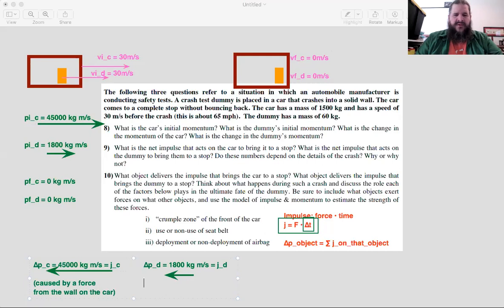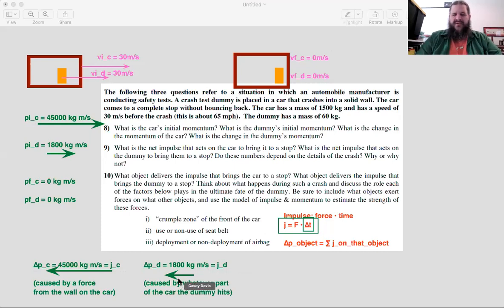But the impulse on the dummy, what's the force on the dummy itself? Or what's causing that force? Yeah, the seatbelt, or if there is no seatbelt, then presumably maybe the dashboard or an airbag, whatever the crash test dummy bumps into, presumably whatever part of the car it hits. And so that's still going to be a force on the dummy, but it's going to be a force from some other object that it impacts.